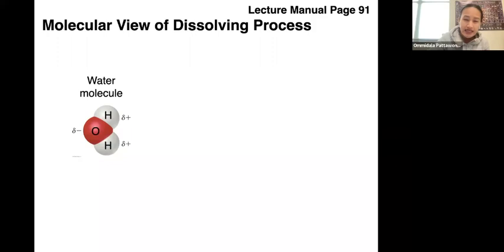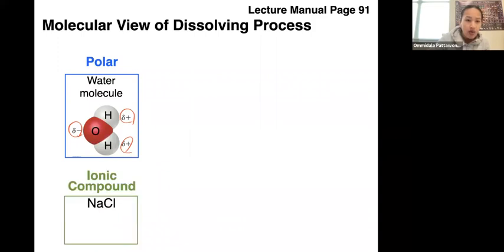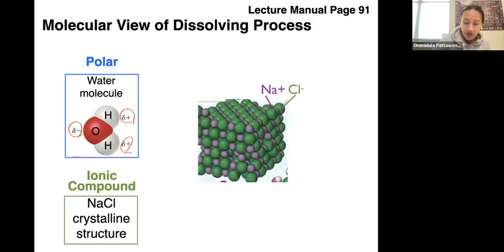We saw this in the previous lecture video. You are going to have the polar molecule that has partial negative charge and partial positive charge. This polar molecule is going to interact with an ionic compound, in this case sodium chloride. Sodium chloride is present in a crystallized structure, which means the electrostatic force between sodium ion and chloride ion attract each other and form this crystallized structure.